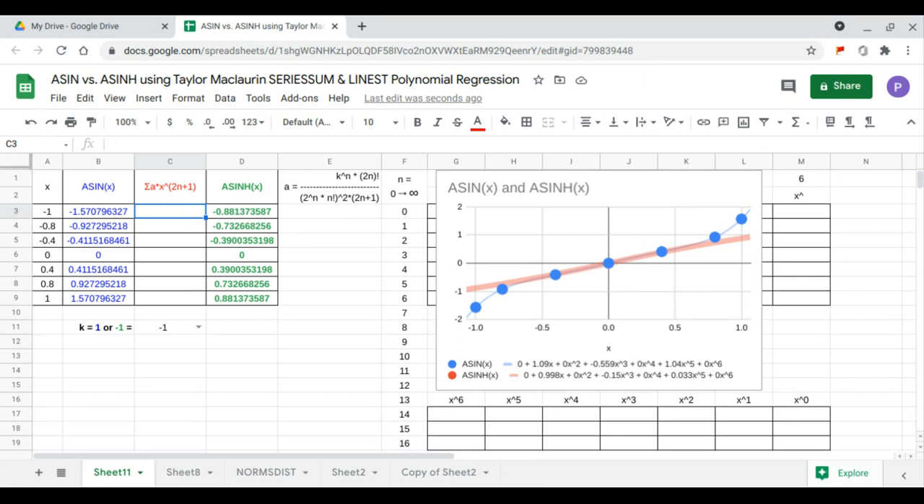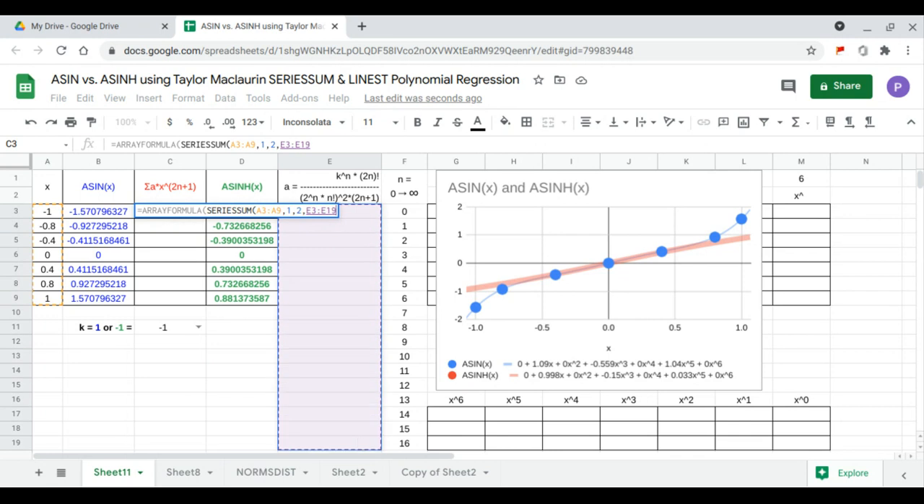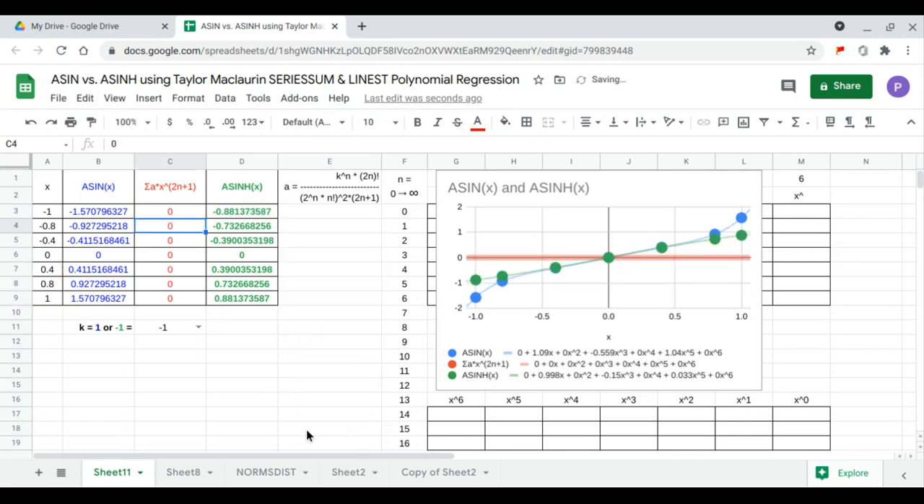We start with the series sum. So this is now an array formula, series sum of the x values raised to the power 2n plus 1. So starting from 1, incremented by 2n, where 2n is 0, 2, 4, 6, 8. So the interval is 2. And the coefficient will be this range.